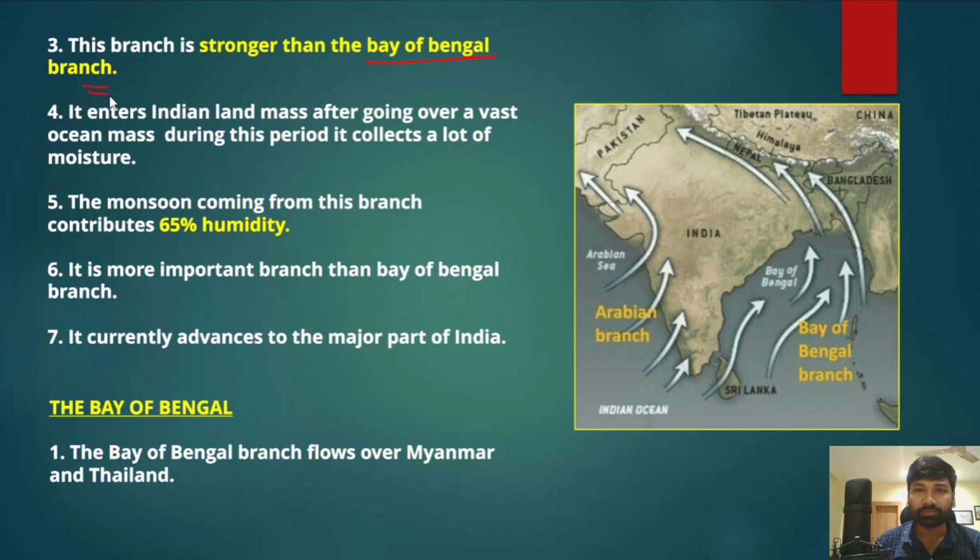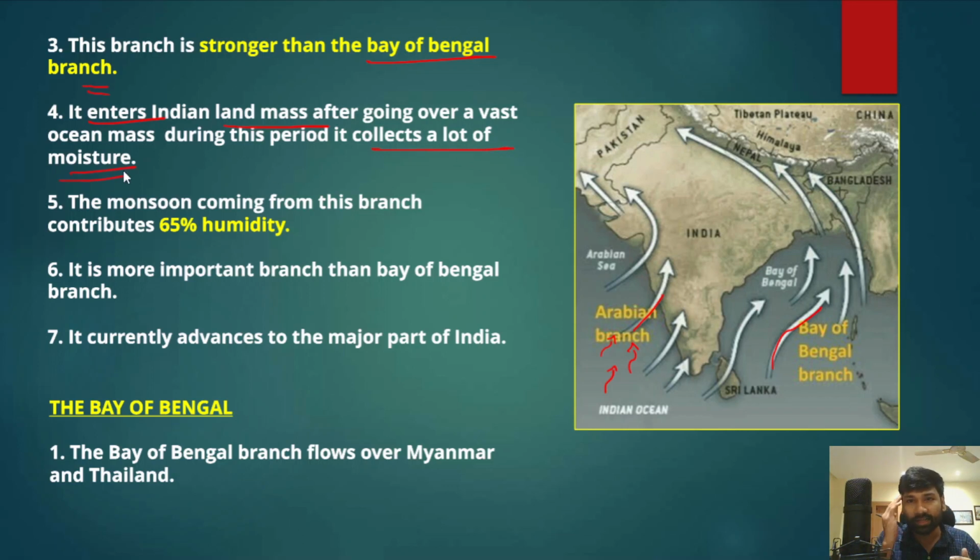And apart from that, you can clearly see on this image, this is the Arabian Sea branch and this is the Bay of Bengal branch. When you compare these two branches, the Arabian Sea branch is the much stronger branch. And apart from that, it enters the Indian landmass after going over a vast ocean mass, right? So it actually enters the Indian subcontinent, but before entering the Indian subcontinent, it flows through the Indian Ocean. Now, when it is flowing through the Indian Ocean during that particular period, it collects a lot of moisture, right?